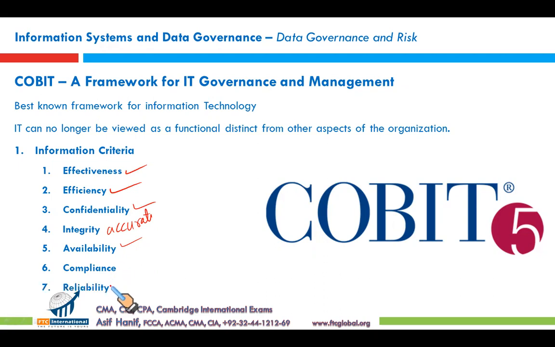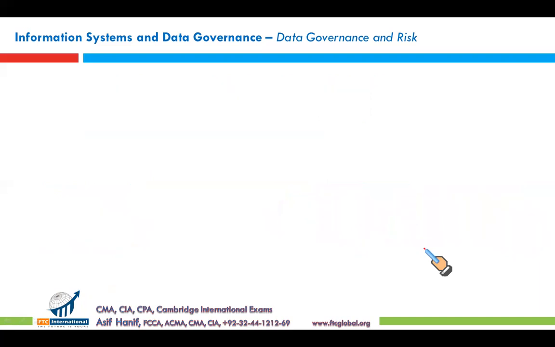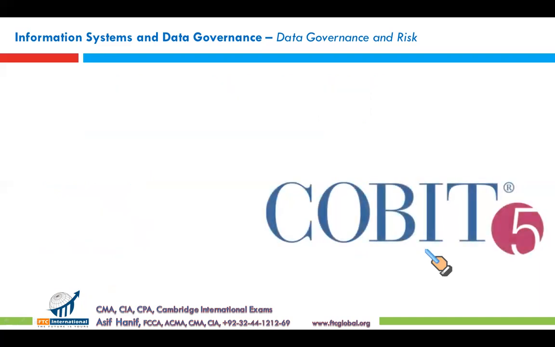The information generated by your system must be reliable for decision-making purposes. It must be useful so that we can use it in our decision-making in our operations. So these were the 7 criteria of information given by COBIT 5. It's an older model issued in 1995. It's continuing. Then we'll go to COBIT 2019.